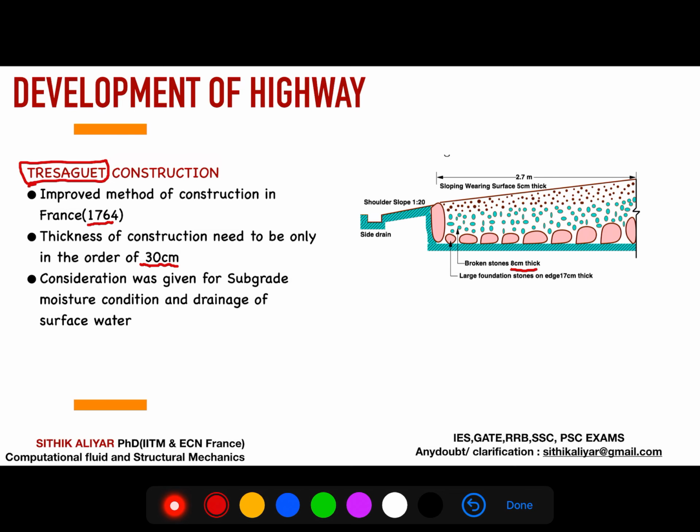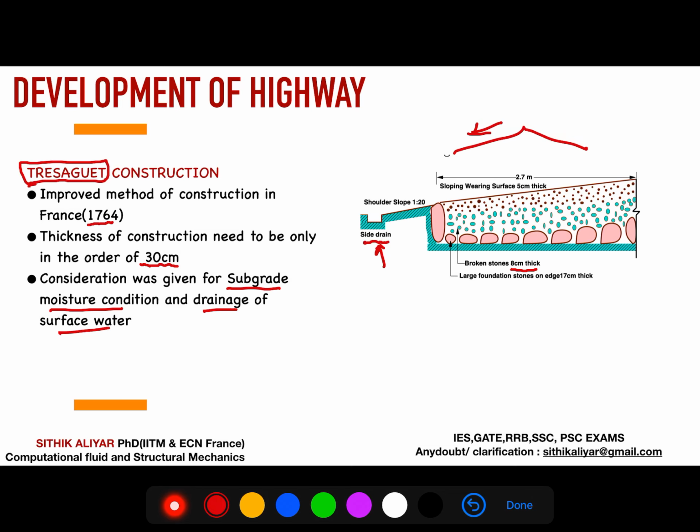What Trésaguet changed from Roman roads is that he removed the top surface foundation stones, and he considered the subgrade and drainage of the surface water. You can see they have provided a slope like this so that the rainwater will drain away, and there is a side drain to collect the drainage water. So these are the two major ideas he developed.